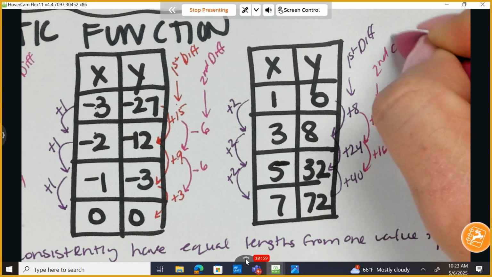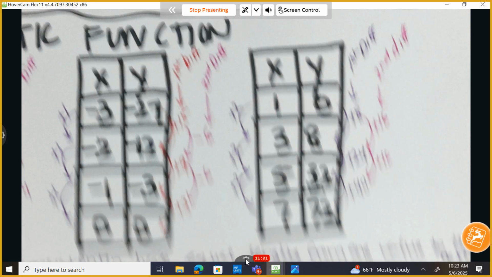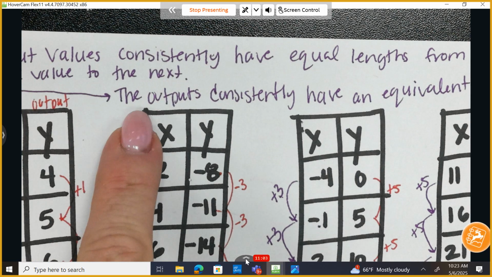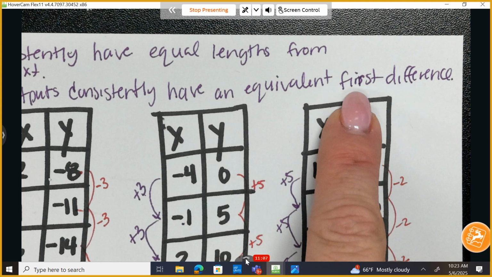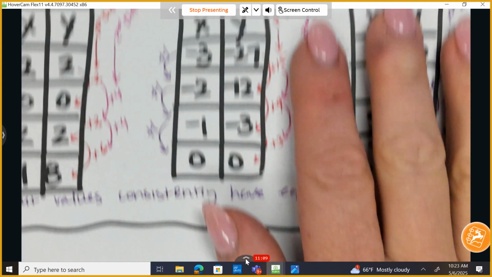The second difference. So what we're going to do is copy down exactly what we did for linear. The output consistently have an equivalent, but we're not going to put first difference. We're going to write second difference. Let's write that down here.